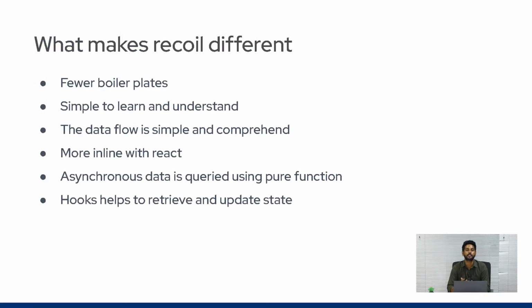So what makes Recoil different from other libraries? It has very few boilerplates, it's very simple to learn and understand, and the data flow is very simple to comprehend. It's more in line with React, and the predefined hooks help us retrieve and update the state, and asynchronous data is queried using pure functions, the selectors.